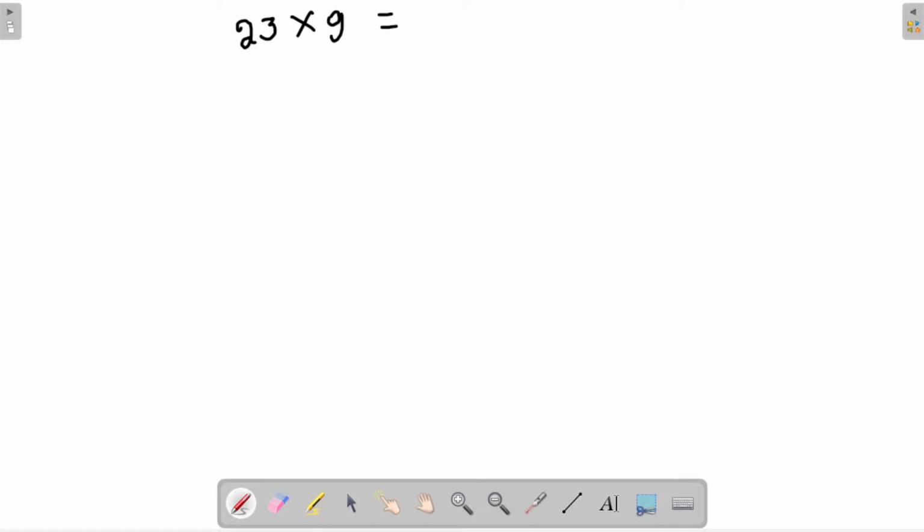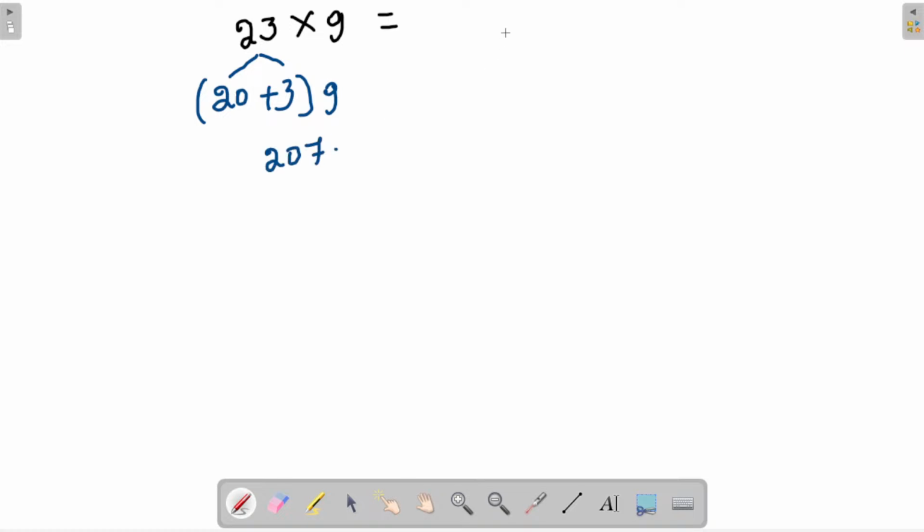So for 23 into 9, split this number in your mind: instead of 23, 20 plus 3, into 9. What is 9 into 20? 180. So 9 twenties are 180, plus 9 threes are 27. 180 plus 27, what is the answer?